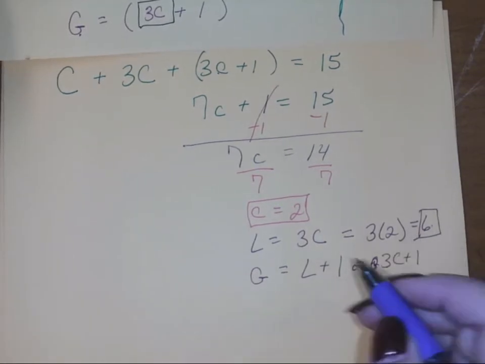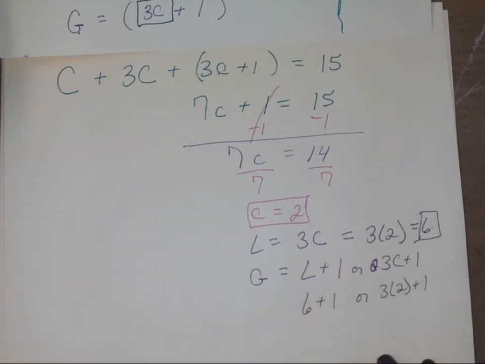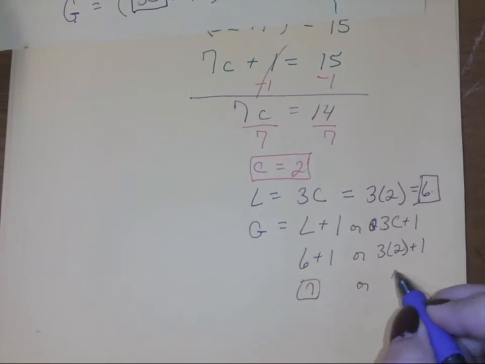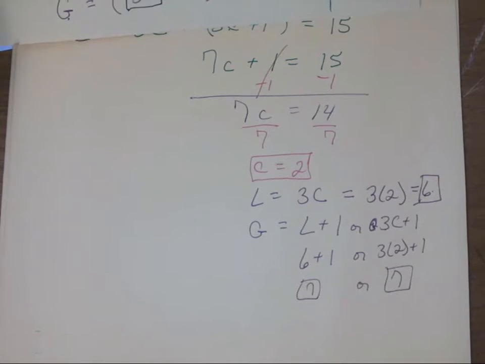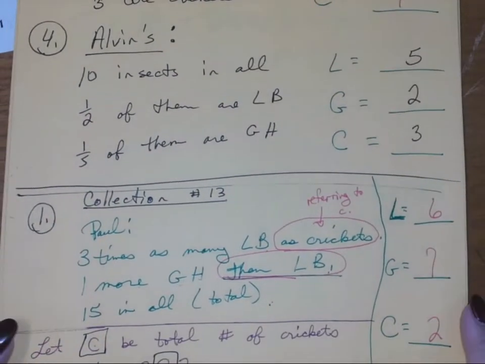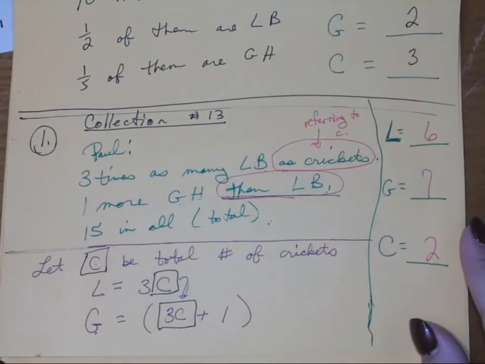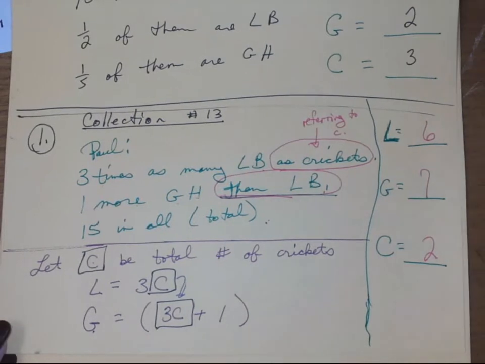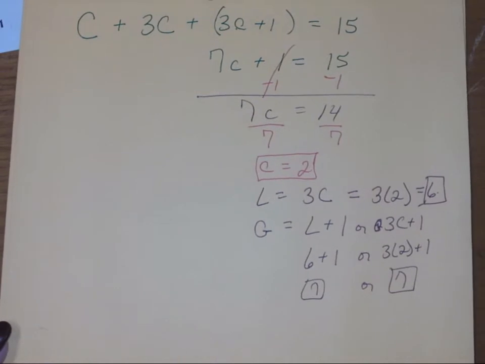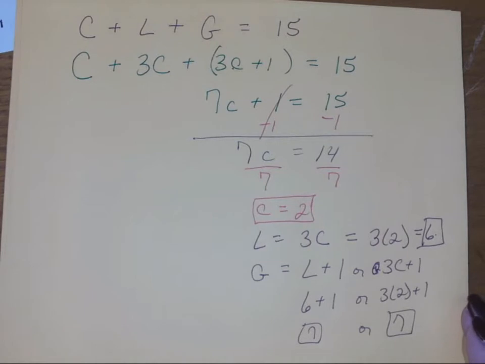But we know that ladybugs is 6 now, so that's 6 plus 1, or I could substitute in there. Either way, I'm getting 7. Okay. So 7 for the grasshoppers. Okay, so 6 ladybugs, 7 grasshoppers, and 2 crickets. Okay, we got that. I kind of guessed it earlier. It's kind of got a feel for it, but now we can see exactly what's going on in there, right?